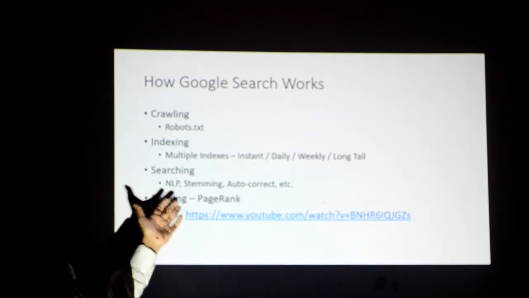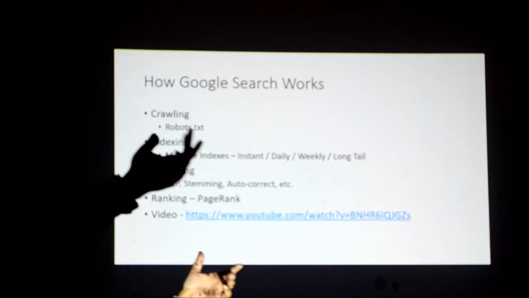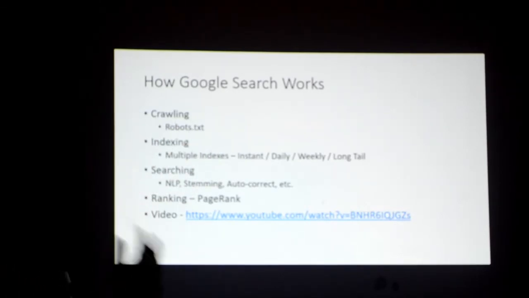And obviously searching, it uses all these features that you've seen, right? In terms of NLP, stemming, autocorrect, all of these features. And probably we're going to talk more about the querying side of things as well, right? And then ranking, page rank. Everybody knows, again, a sort of very high level page rank. Page rank is a sorting function.